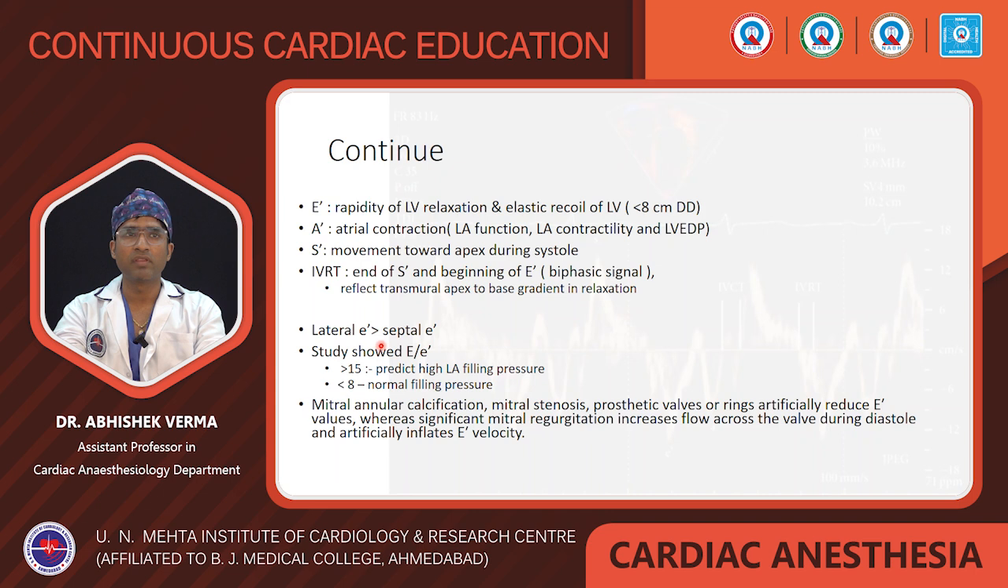Here, septal E prime is always lower as compared to lateral E prime; lateral E prime is more as compared to septal E prime. Some studies show that an E to E prime ratio of more than 15 predicts high filling pressure, and if it is less than 8, it shows a normal filling pressure. But if there is mitral annular calcification, MS, or a prosthetic valve, which decrease the E prime, then this ratio is not applicable in these kinds of pathologies.